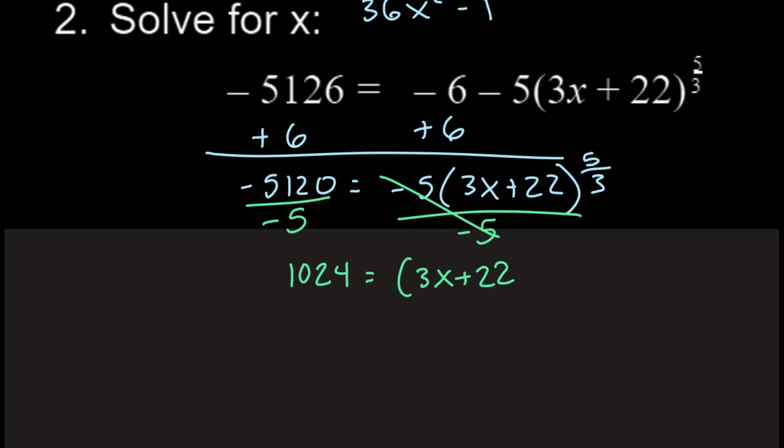Now, do I subtract 22 over? Oh, why not? Because 22 has a rational exponent, right? First, we have to get rid of the rational exponent. How do you get rid of rational exponents? You raise it to the reciprocal power. So what's the reciprocal of 5/3? 3/5. And whatever I do to one side, I must do to the other side.